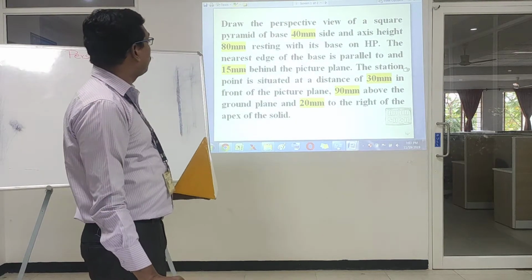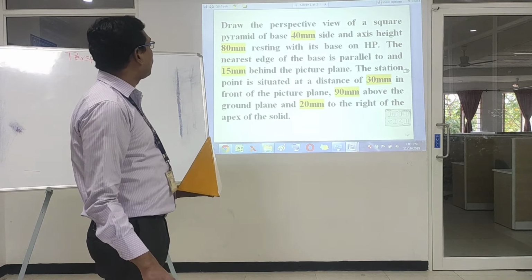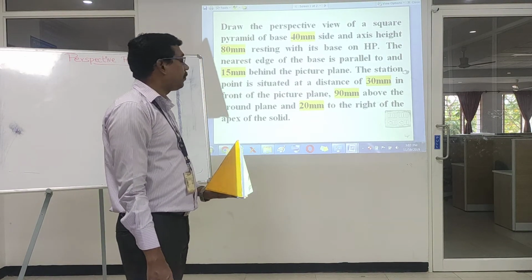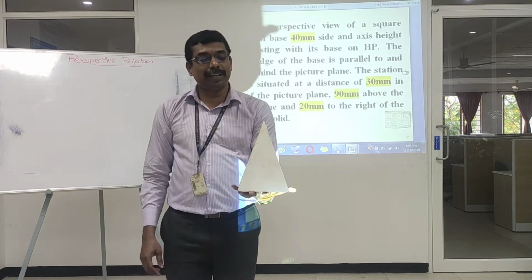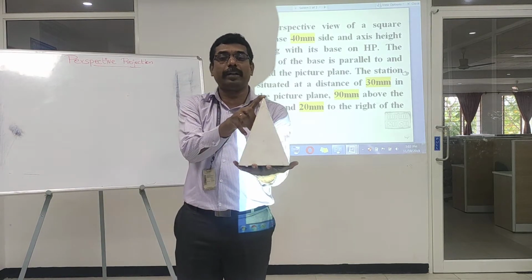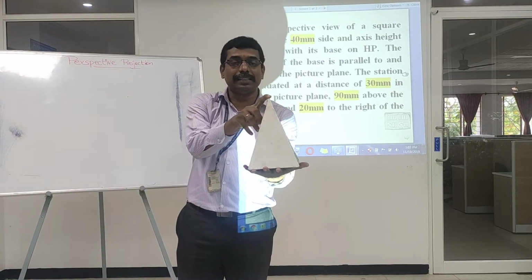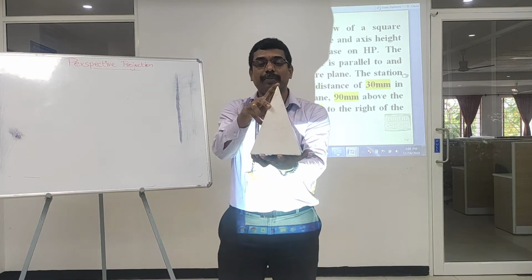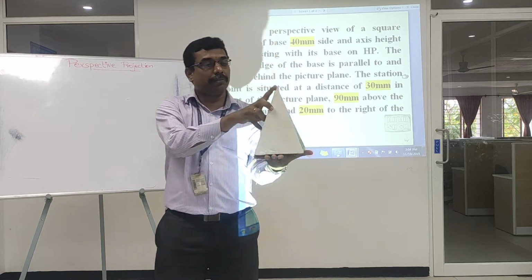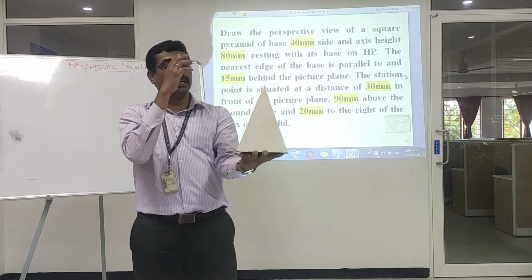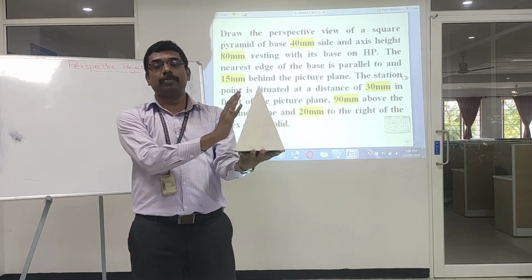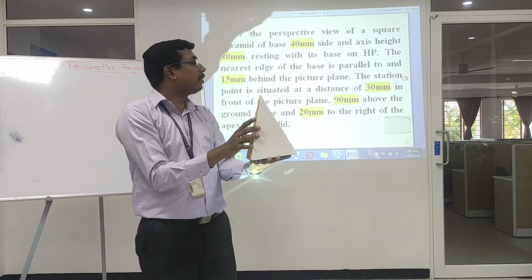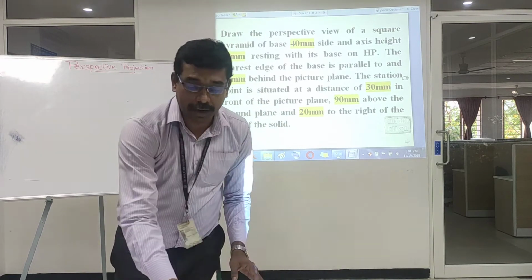Every detail is given in the problem, and the station point lies at a distance of 20 mm to the right of the apex of the solid, and this is going to be the apex of the solid. The station point from where the observer sees is at a distance of 20 mm from the apex, and the observer lies here and sees the object here. So we are going to make a perspective view for the given solid.